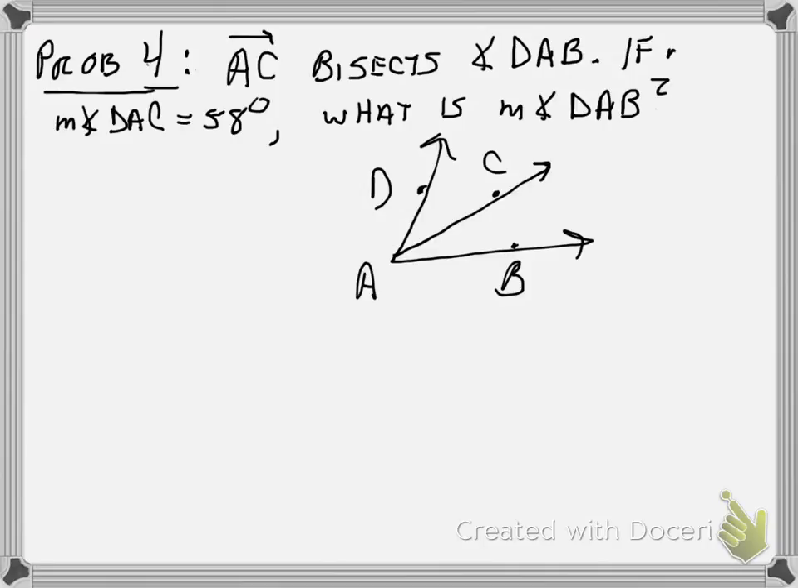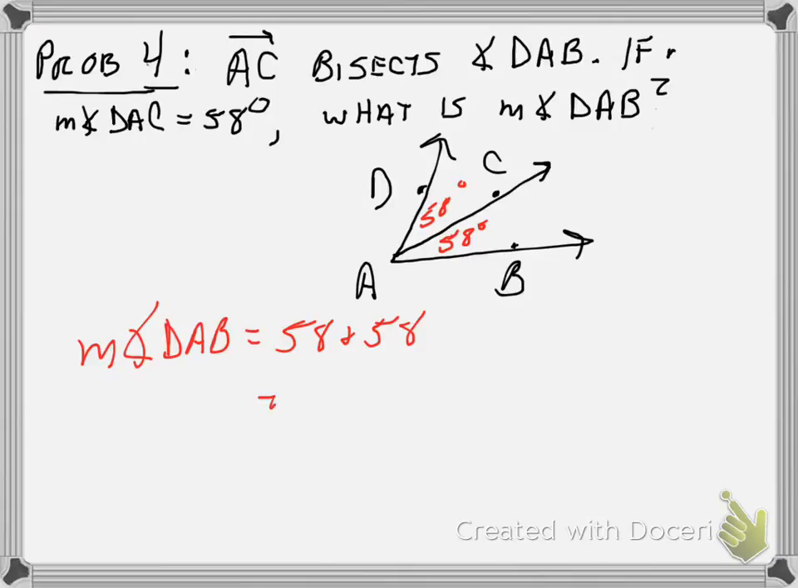The word bisects means to cut in half. So angle DAC is going to be congruent to angle CAB. That's what it means, cut in half. They tell me that this right here is 58 degrees. So in other words, since it bisects the angle, this part right here is also going to be 58 degrees. So to find the measure of angle DAB, all I'm going to do is take 58 plus 58, and I end up with, I believe that's 116. Off the top of my head.